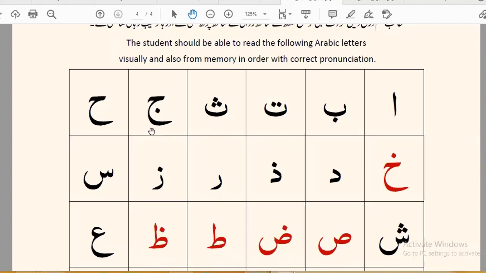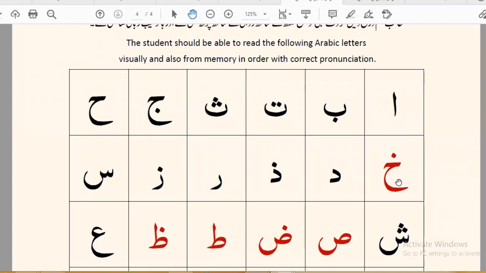Jim. Jim, excellent. Ha. Ha, excellent, good. So take a nice deep breath and let it out when you say this letter. Ha. Ha, brilliant, well done.